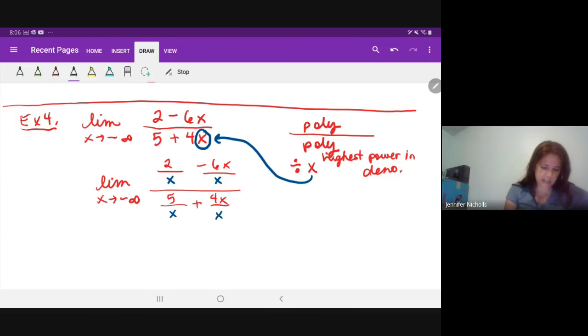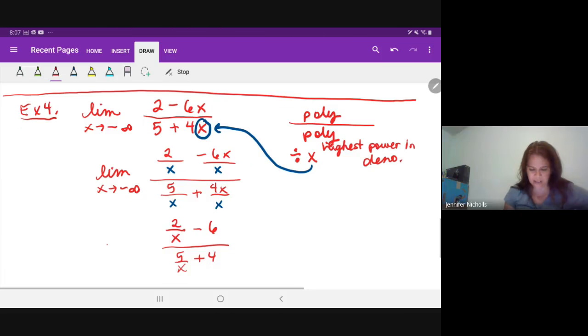I was about to do the cross out step, finding the limits, but I'm going to simplify first. So that's 2 over x, that's minus 6. This is 5 over x, and this is plus 4. Do I still have an x? I do, so I still need the limit as x approaches negative infinity.